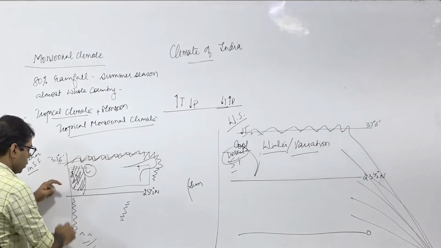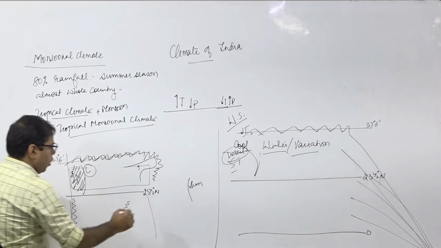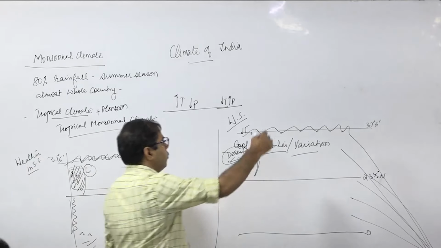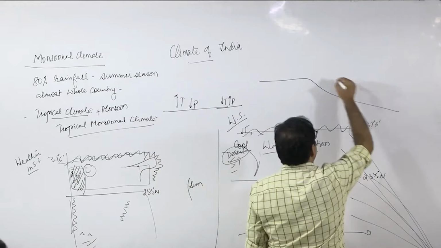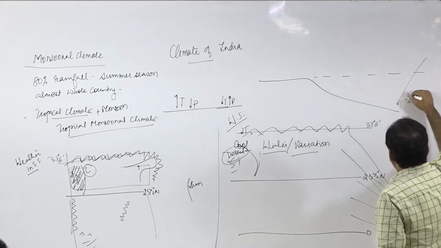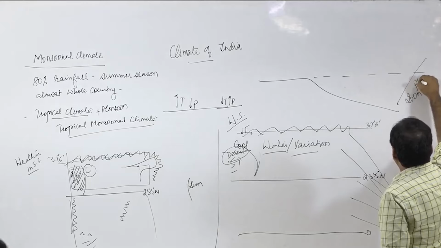On the surrounding oceans and the sea, water will be heated faster or slow? Water will be heated faster or slow? Sunlight can penetrate into the water up to 200 meter. This is called the photic zone.